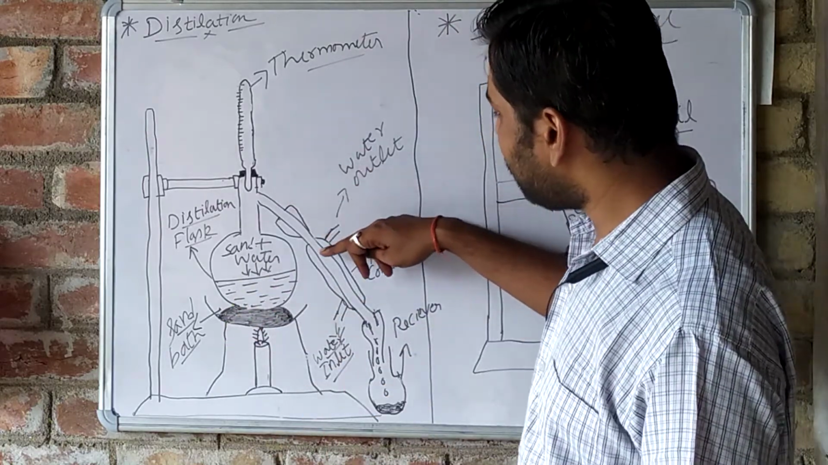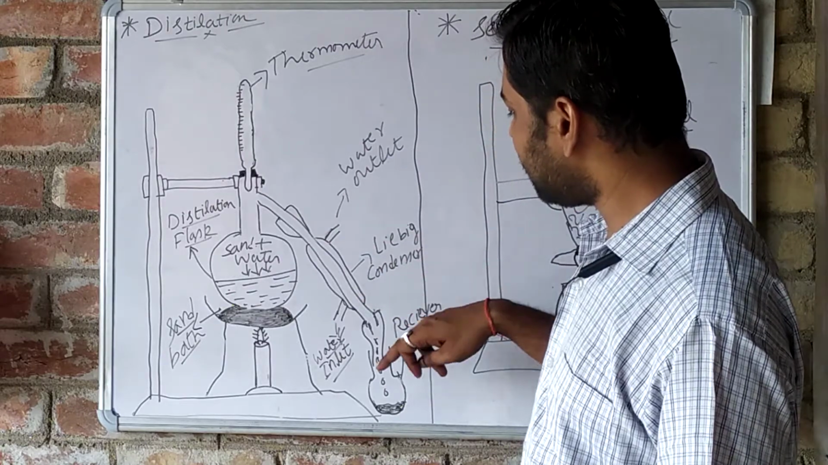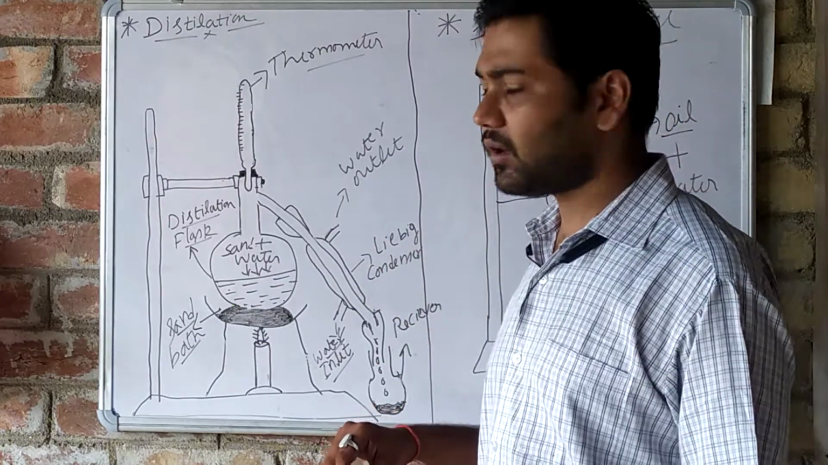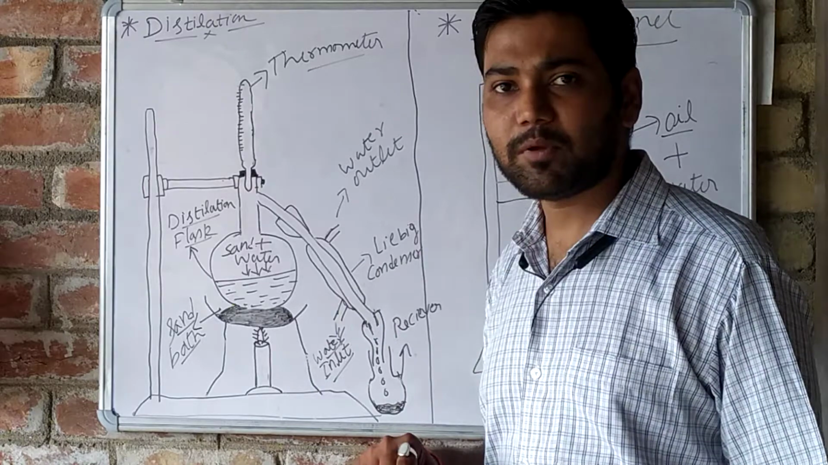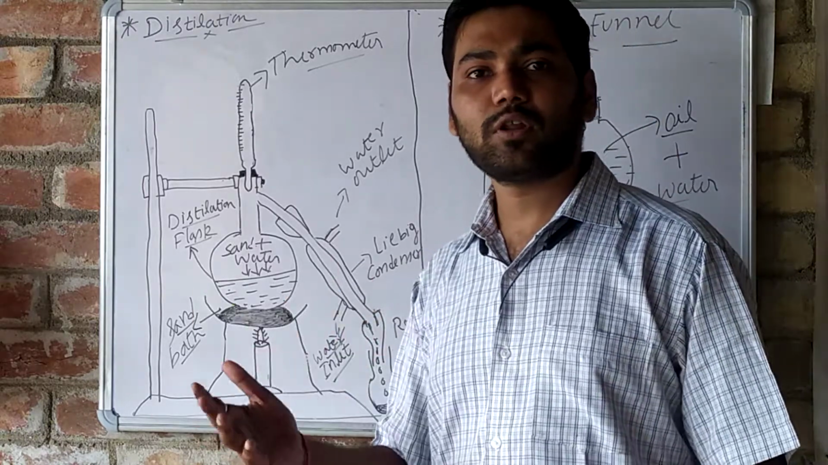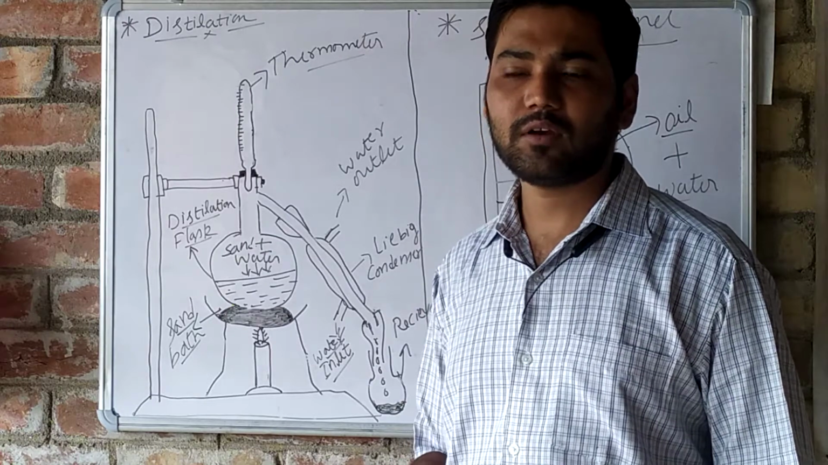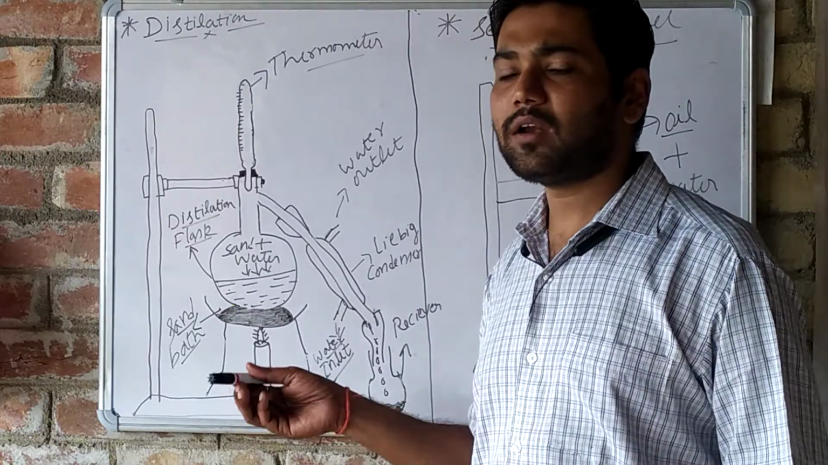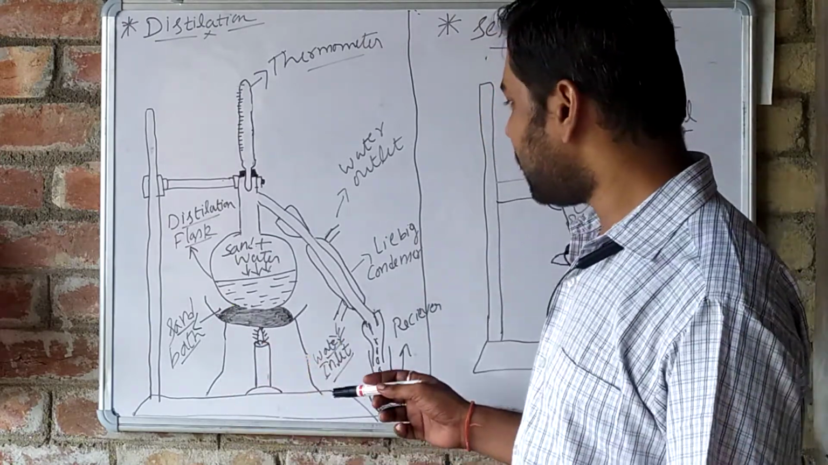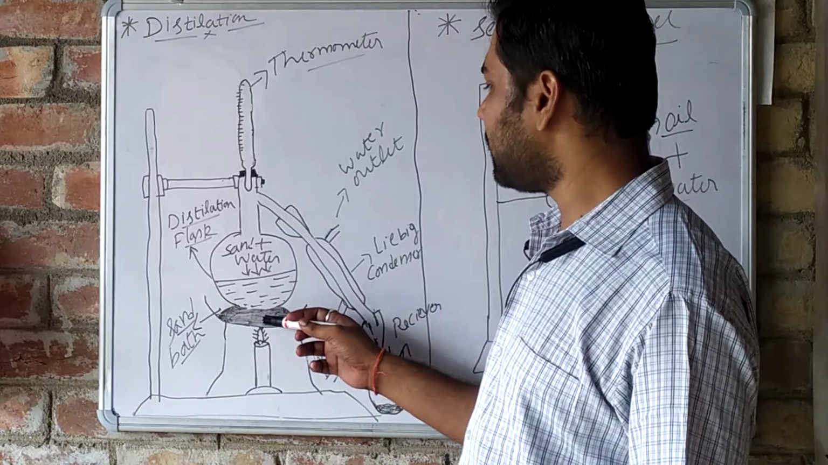We will have a tube passing through this Liebig condenser to the receiver. Understand? What is the work of the Liebig condenser? It allows the water vapors to cool and turn into water molecules. Understand? Water vapor cools and turns into water molecules. So what happens when we heat it up?